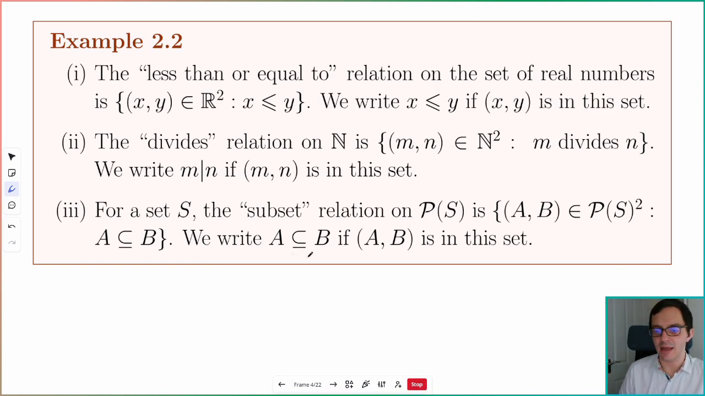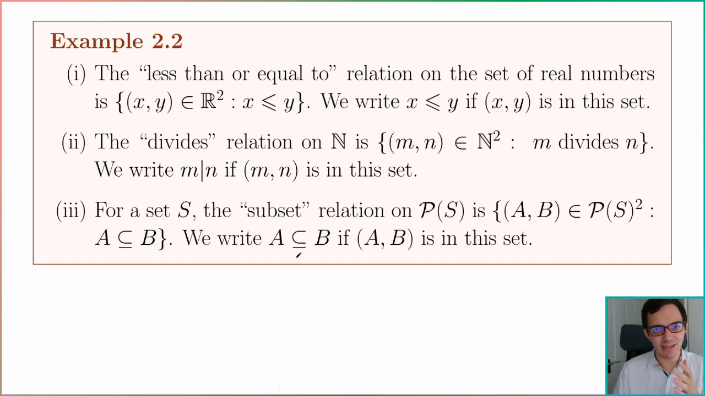Here's one of them. A could be a subset of B. It gives a relationship between the two things. And I do encourage you to spend a minute thinking about how this is itself a subset of pairs of sets. Right, okay. I've got some trivial examples as well.